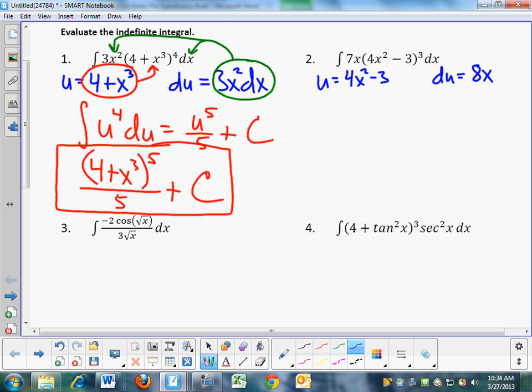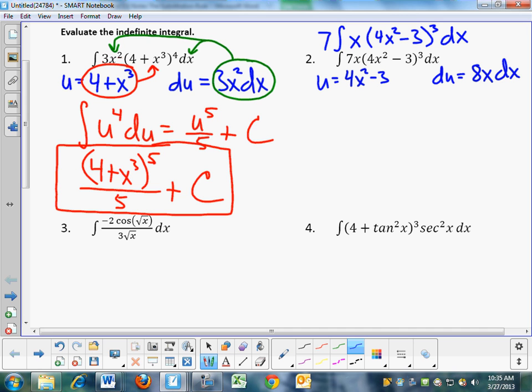So watch. I'm going to rewrite this instead of 7x times 4x squared minus 3 to the third. I'm going to write it like this. 7 times the integral of x times 4x squared minus 3 to the third dx. You can do that. You can move a constant out front. Just like we did with our summation pieces, same rules apply. Okay? Oh, forgot my dx. Very important.